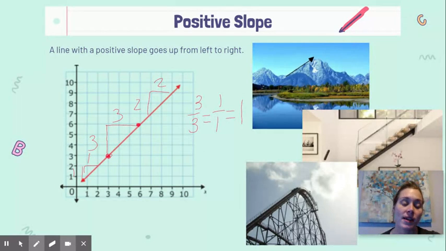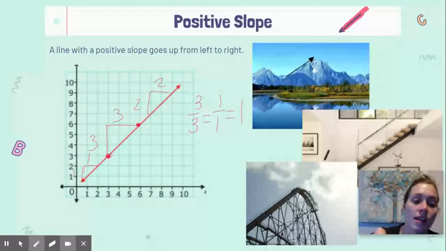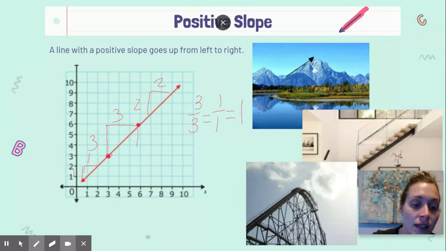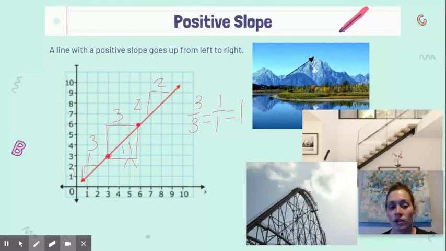Also, pay close attention that we went from left to right. The biggest mistake people make when we do this is they decide to go backwards and start at a point on the right and go down and over. Don't do that. You're going to end up with a negative 3, and then people end up telling me that the slope is negative 3 over 3, which is negative 1, and that's not true. The line is going up.